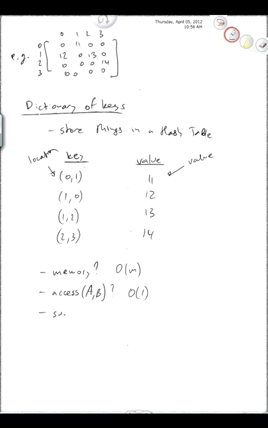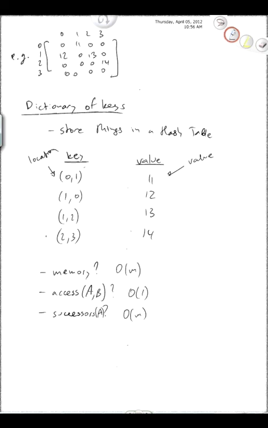And our last question is successors. How long does that take to compute? So somebody comes along and says, what are all the successors of node A? Well, you can't do anything other than look through everything that's in the hash table. And so that takes order m time. So all you can do is just look through all of the keys here to find all the keys that start with A and end on something else.